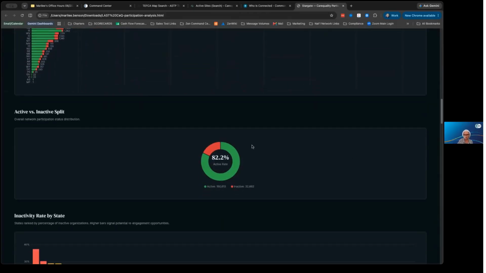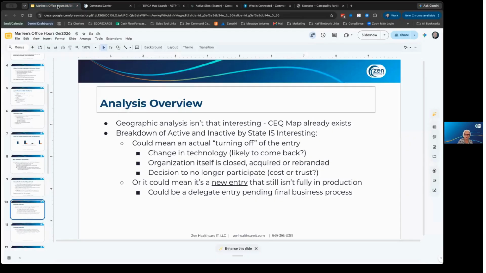So I want to talk real quick about active and inactive. For some of you, you may not know, and even I am guessing at what that might mean. So active is obvious. You should be able to exchange data with that participant. They're turned on, if you will. Inactive should mean that they're turned off for some reason, but why? There are a number of reasons why somebody is turned off or not turned on yet, because it could be the fact that they're a new entry that just hasn't been fully turned into production yet.